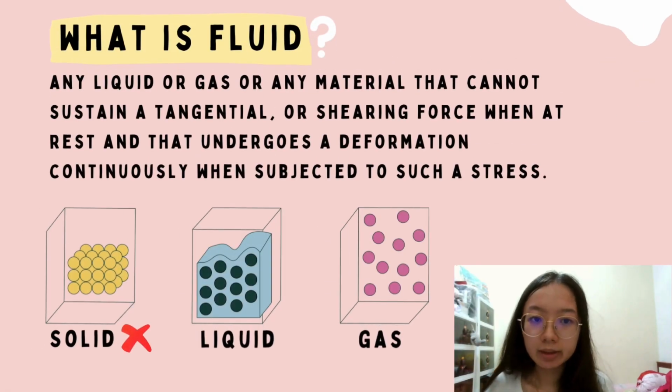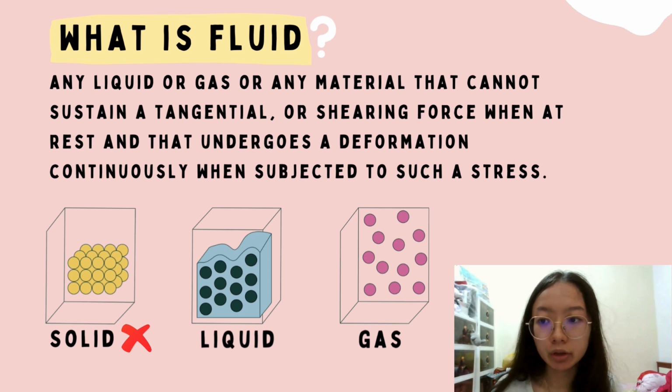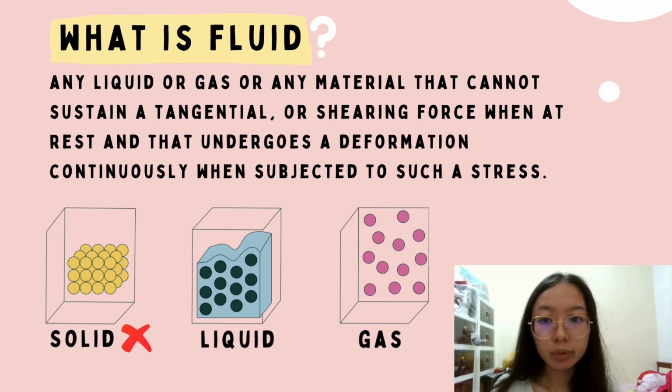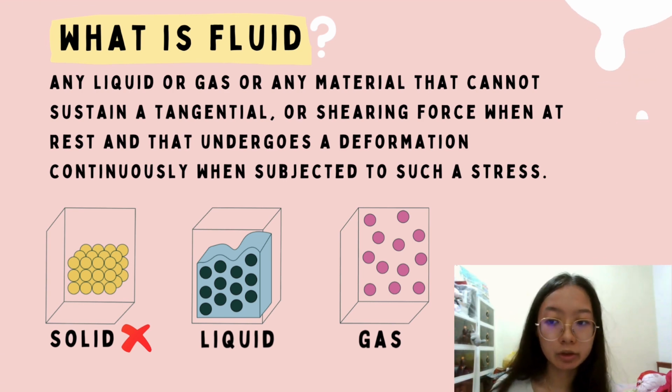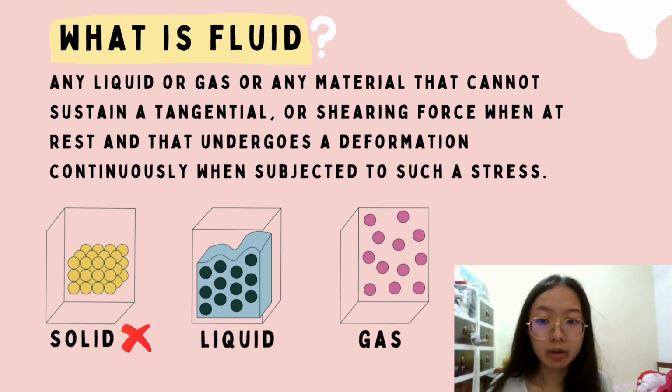So firstly, we will see what is fluid. A fluid is actually a substance that has no fixed shape and will yield easily to external pressure. A more formal explanation is that there are three states of matter, which are solid, liquid, and gas. And fluid is either liquid or gases, or generally any material that cannot sustain a tangential or shearing force when at rest, and that undergoes a deformation continuously when subjected to a stress. Therefore, solid doesn't fall in the category of fluid because it cannot flow and also cannot resist shearing force.